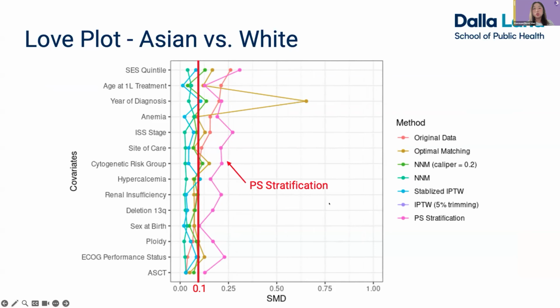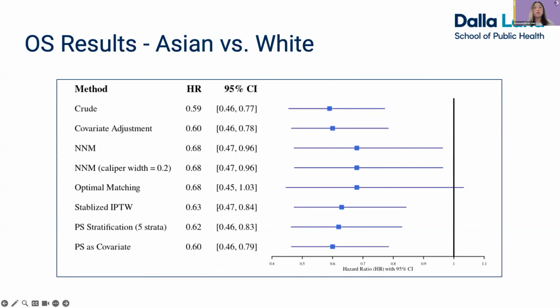However, the propensity score stratification and optimal matching were leading to less optimal results because there was an increase in the standardized mean differences, and that's indicating potential covariate imbalance. And as for the overall survival results, I used this forest plot to better visualize. And you can see here, the hazard ratios were around 0.6, with the 95% confidence interval not crossing 1. So this indicates statistically significant results of Asian patients having superior overall survival compared to white patients.